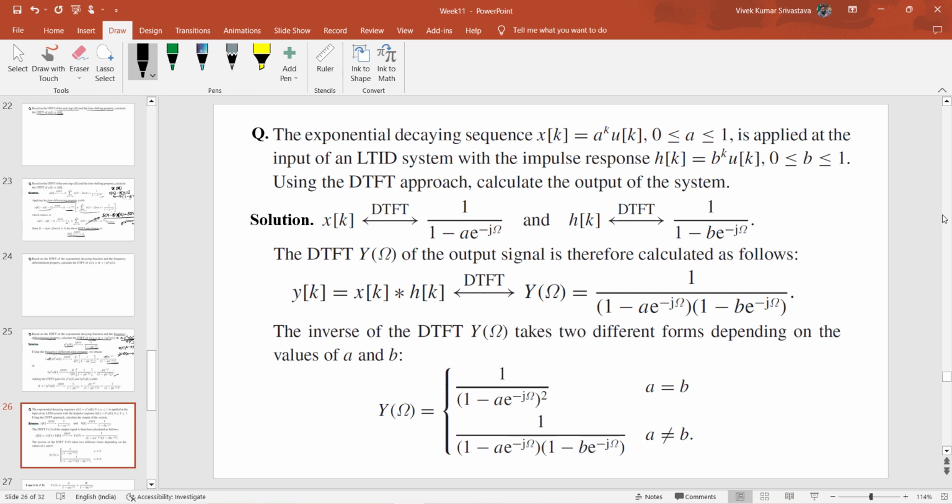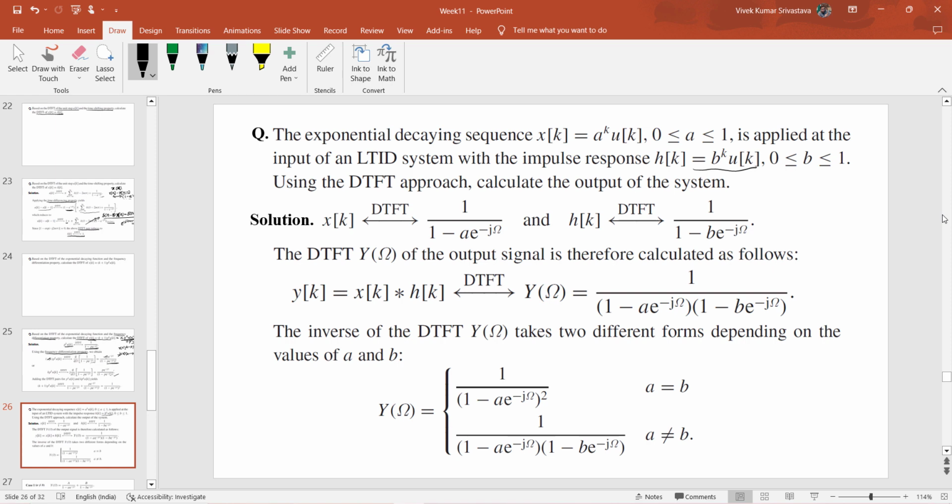This problem states that the exponentially decaying sequence x of k is equal to a raised to the power k into u of k, where a has a value within the range of 0 to 1, and it is applied at the input of a linear time invariant discrete time system with impulse response h of k, where h of k is defined as b raised to the power k into u of k. Using the discrete time Fourier transform approach, calculate the output of the system.